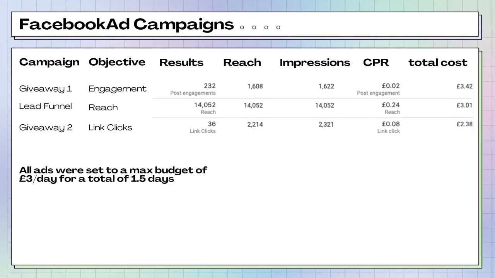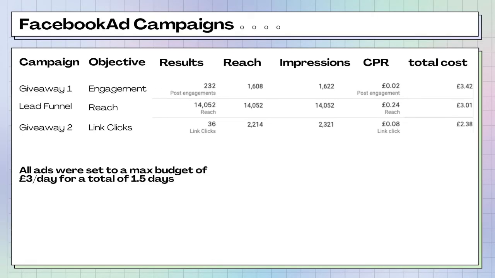And then the CPR means cost per result. It cost only 2 pence per post engagement, which is actually really good, and a total cost over the 1.5 days of £3.42. So by doing things like this, you can test how much a budget is going to get you on a certain type of campaign. Moving forward and doing similar campaigns, I can think, right, well, £3.50-ish will get me around 250-ish post engagements. So I can keep that in mind for next time I'm running a similar campaign.